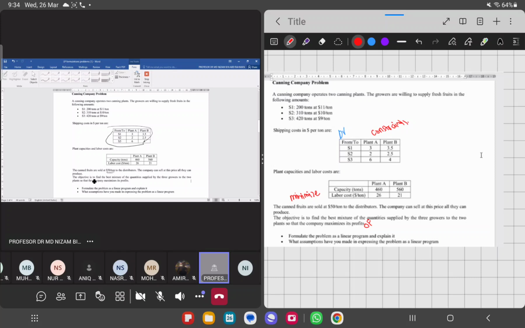The objective is to find the best mixture of quantities supplied by the tree growers to the two plants, so that the company maximizes its profit. So what do you have to decide? Again, read this. The objective is to find the best mixture of quantities supplied by the tree growers to the two plants, so that the company maximizes its profit. So what decisions do you have to make?